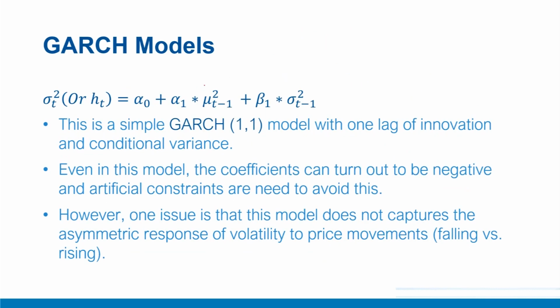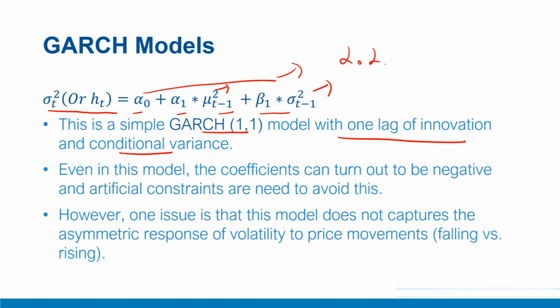So now to summarize this video, we discussed that the GARCH 1 process appears like this: sigma square t equals alpha naught plus alpha 1 into mu square t minus 1 plus beta 1 into sigma square t minus 1, which is a GARCH 1 model with one lag of the innovation or error term, mu square t minus 1, and one lag of conditional variance, sigma square t minus 1. However, notice in this model, even though very parsimonious, it still has three coefficients which may turn out to be negative. So we need some kind of artificial constraints to ensure that these coefficients alpha naught, alpha 1 and beta 1 do not turn out to be negative.